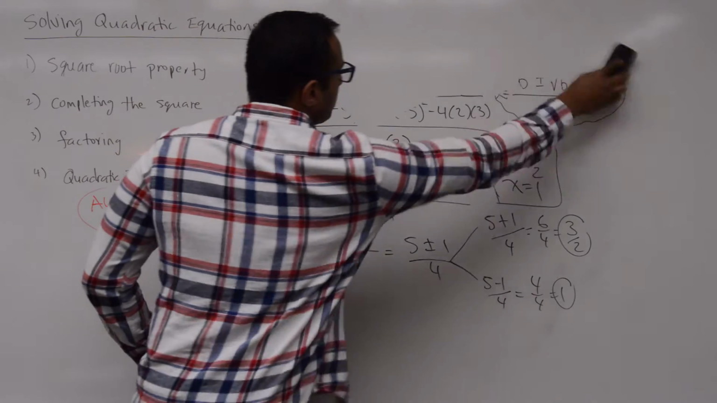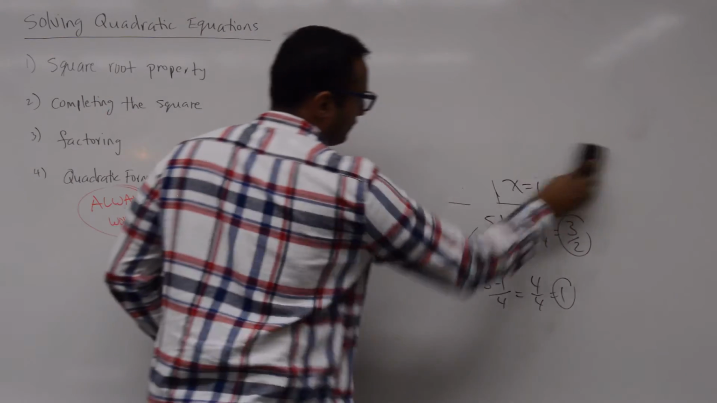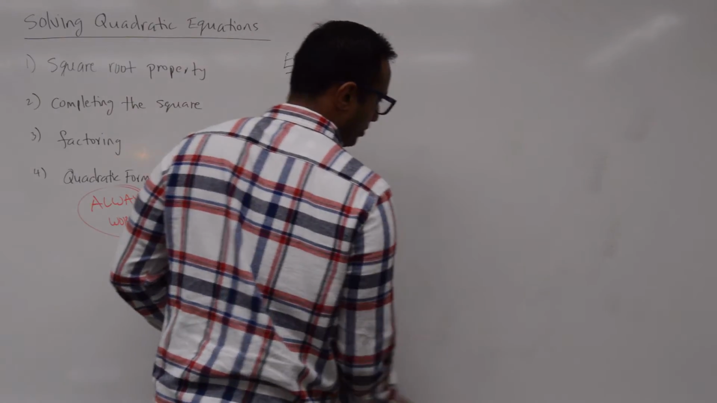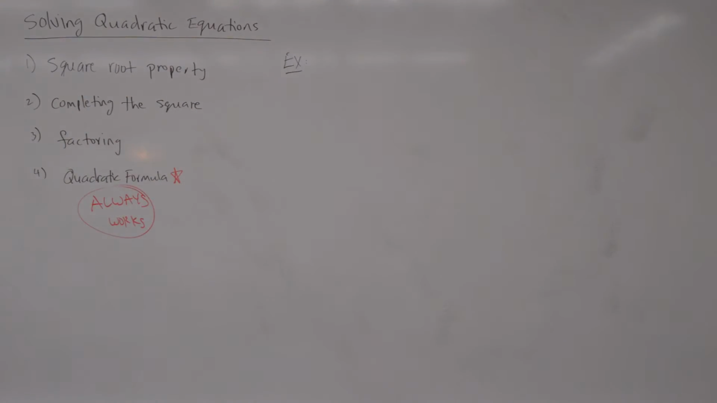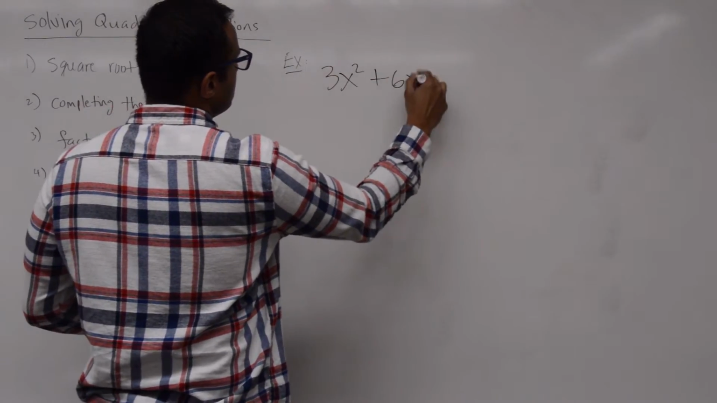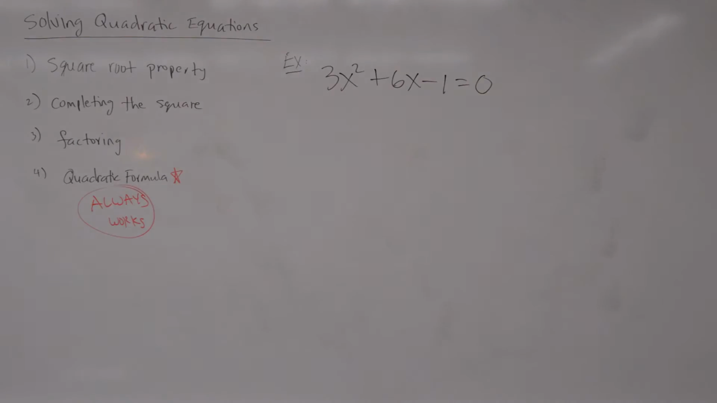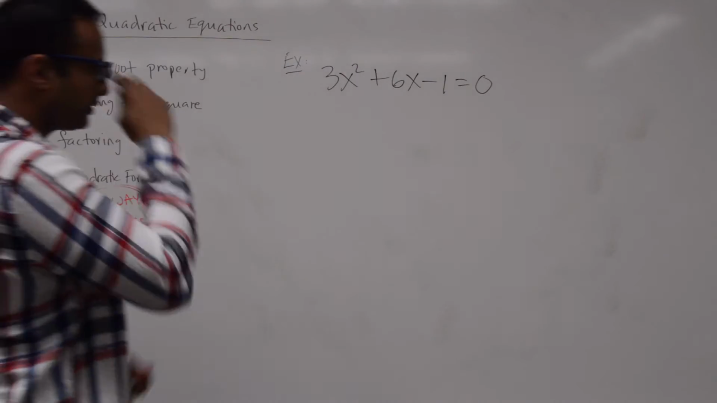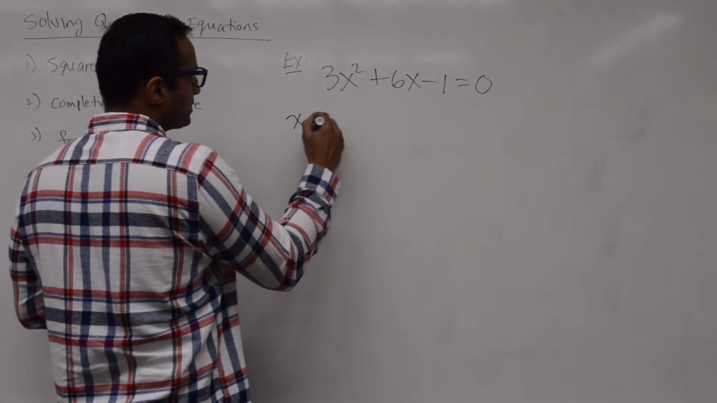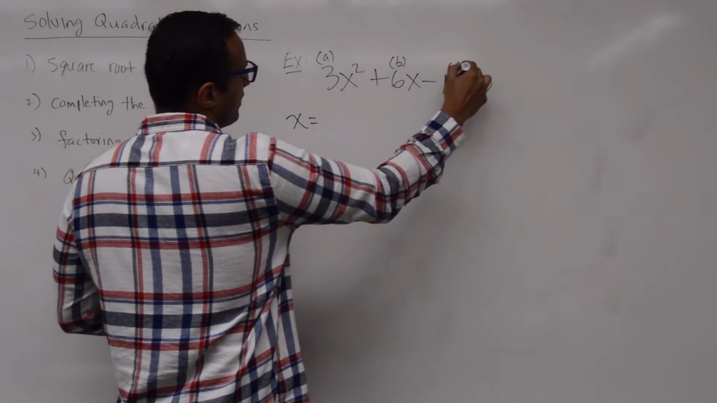So we're still using the quadratic formula, and we want to solve the following equation. Okay, we want to solve 3x squared plus 6x minus 1 equals 0. Okay, we got 3x squared plus 6x minus 1 equals 0. Okay, let's solve this. Our quadratic formula is x equals negative b. So let me write my a, b, and c values.